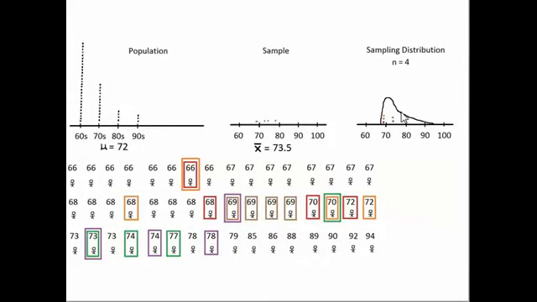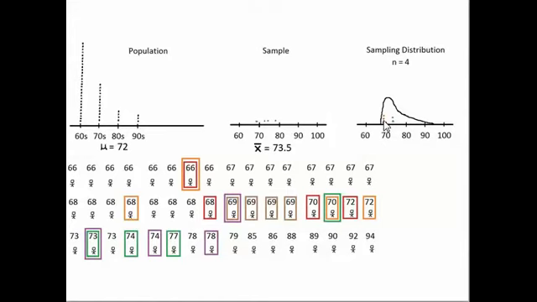By looking at the sampling distribution, you can see how the sample mean varies from one sample to the next. You can see how some samples have a sample mean that's close to the population mean, and some samples have a sample mean that's further away from the population mean. The samples with a sample mean that's close to the population mean are more representative of the population, and the samples with a sample mean that's further away from the population mean are less representative of the population.